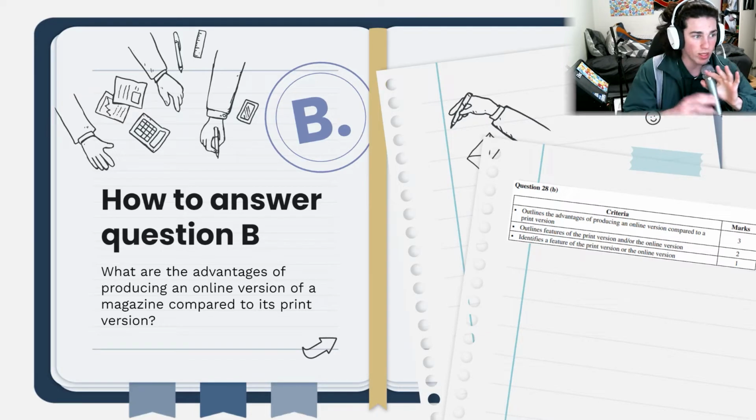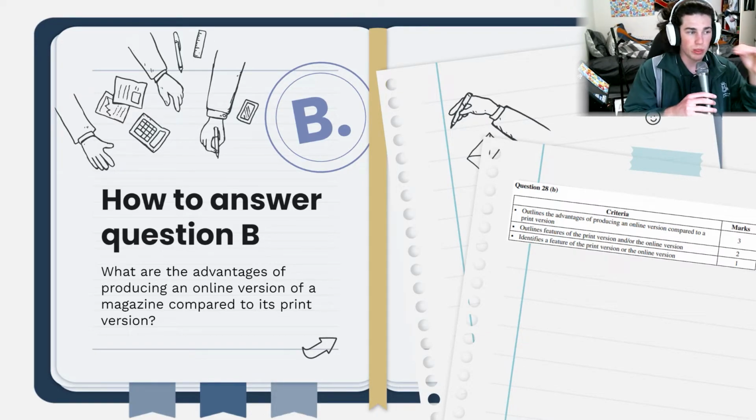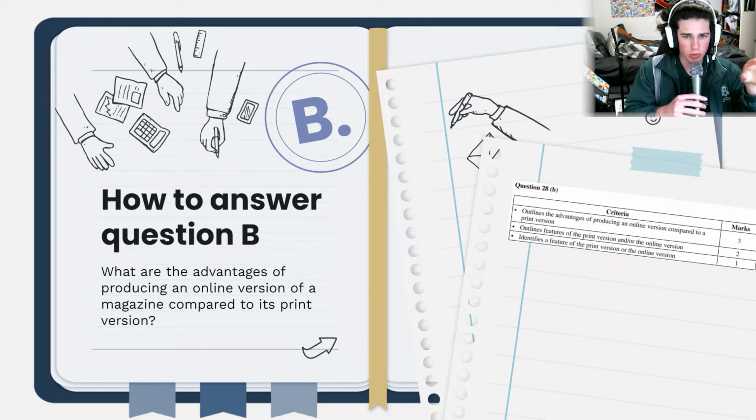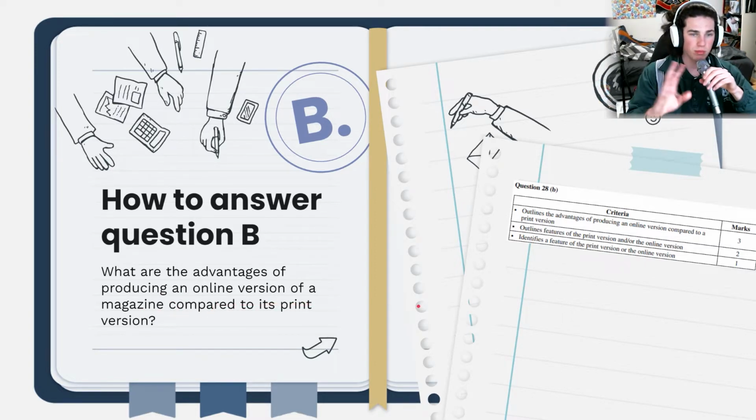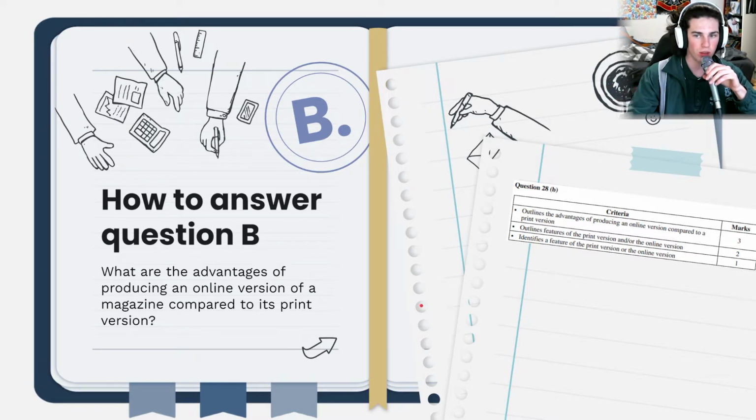Okay, next question. We're starting to get the heat trying to turn up, but we're still sitting at maybe 20 degrees. It's not too hard. What are the advantages of producing an online version of a magazine compared to its printed counterparts? This is a 3 marker. To get all 3 marks, we just need to outline the advantages of producing an online version compared to a print version of a magazine. We can use examples if we're struggling.